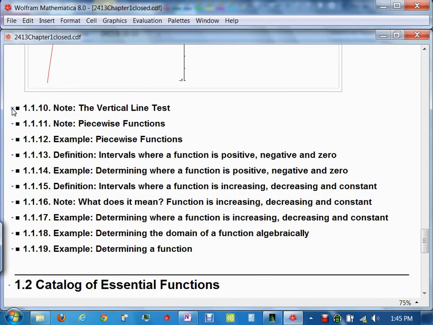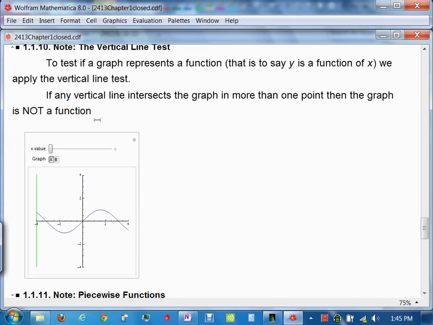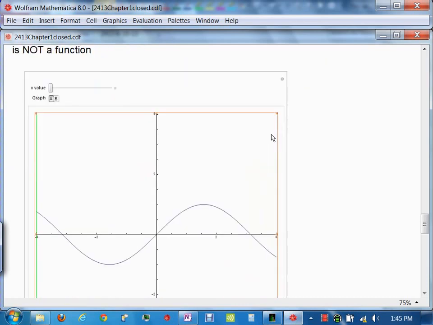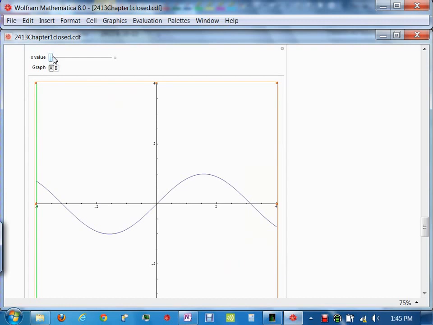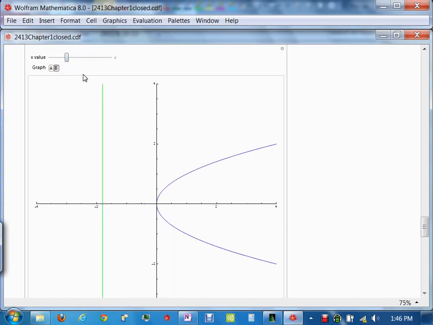Vertical line test. What do we use the vertical line test for? To determine if it's a function, right? So to test if a graph represents a function, that is to say that y is a function of x, we apply the vertical line test. If any vertical line intersects the graph at more than one point, then it's not a function. So is this one a function? This is a function because if I pull any vertical line that I draw, right, it will hit it no more than one time.